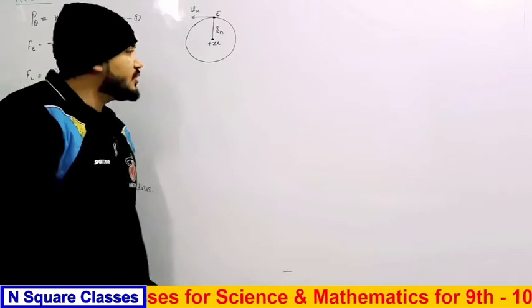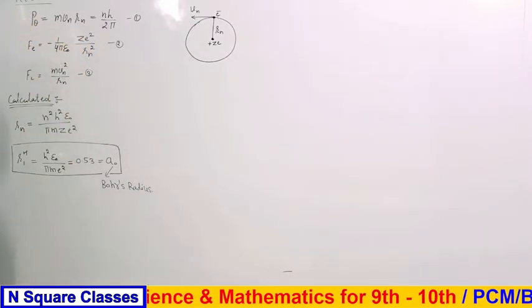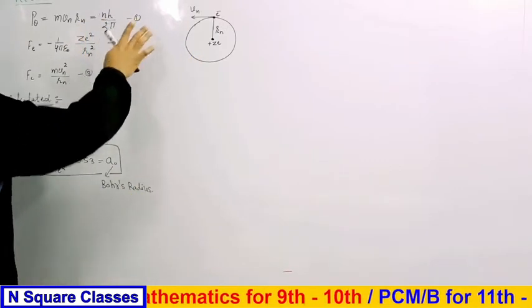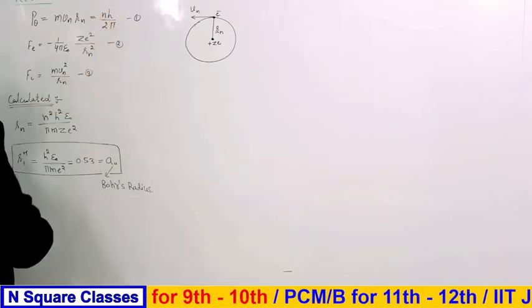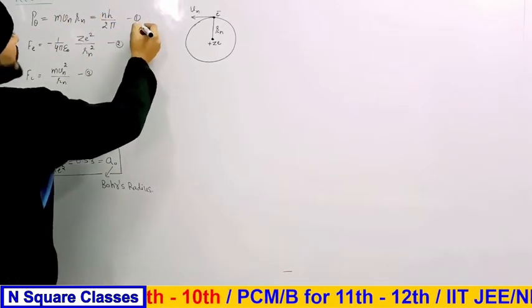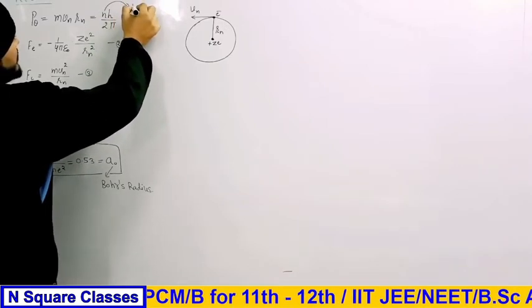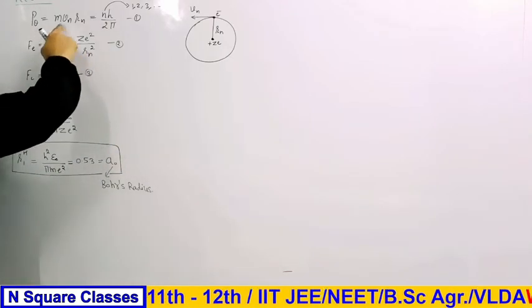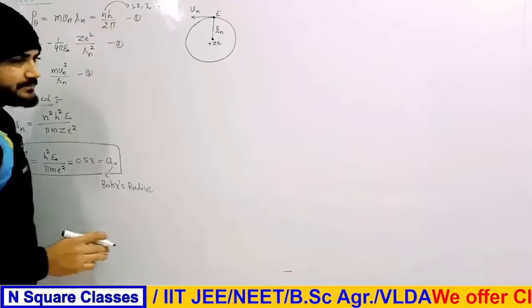So let me recall one thing more. For a circular orbit, this is the condition that mvrn, that is the angular momentum, must equal an integral multiple. This n is an integer value, and you can see that n can be written like this: 1, 2, 3, and so on. So mvrn is equal to an integral multiple of h upon 2 pi.